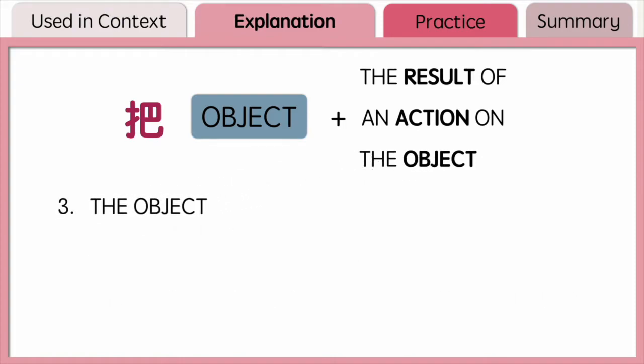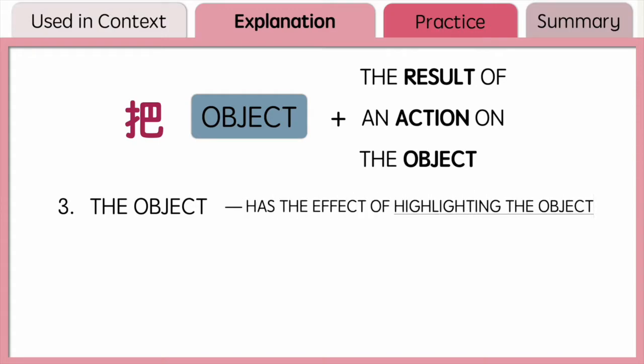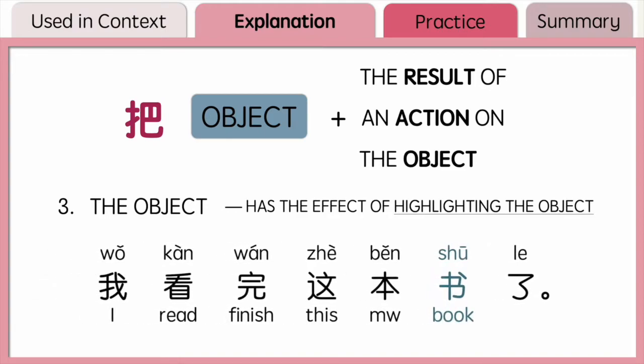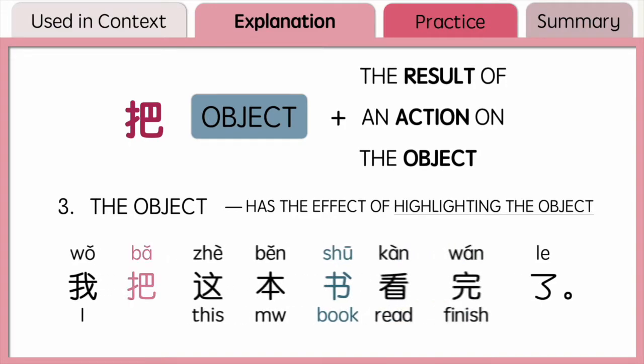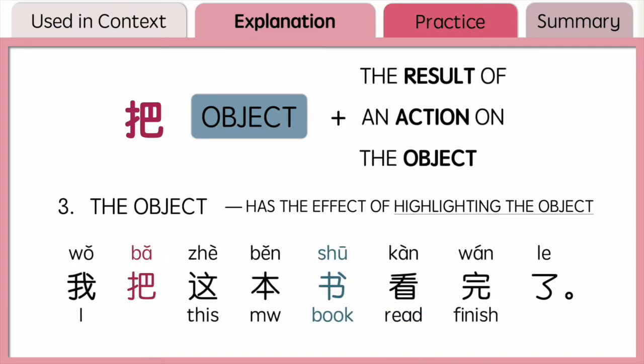Third, the result of an action is on the object, not the subject. It has the effect of highlighting the object by moving the object forward. For example, 我看完这本书了 means I finished reading this book. And 我把这本书看完了 also can be translated into I finished reading this book. But in the sentence with ba, the object is moved forward to highlight it first.